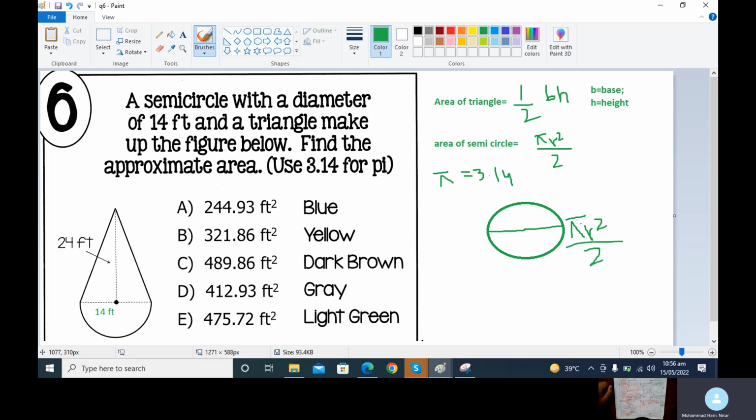In our question, the scenario is a semicircle. Semicircle means that a circle is divided into two parts. So when a circle is divided into two parts, obviously the formula will also be divided by two. One semicircle is half of the circle, isn't it? So half multiplied by pi r square.